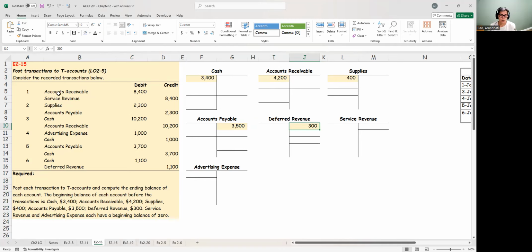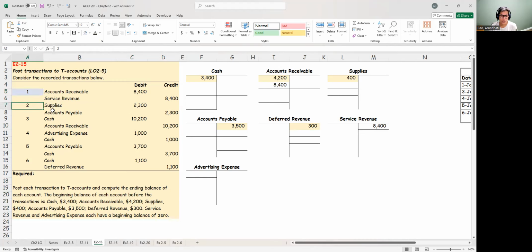So what we would do is go to each transaction. In the journal, you had accounts receivable debit, revenues credit. So look for the accounts receivable account. On the debit side, we put that amount, 8,400. Service revenue, we have 8,400 credit. So go to service revenue, 8,400 on the credit side. Now let me highlight this one over here, indicating I've done the posting. You want to make sure you do that so that you don't post the numbers a second time. And make sure you post both the debit and the credit.